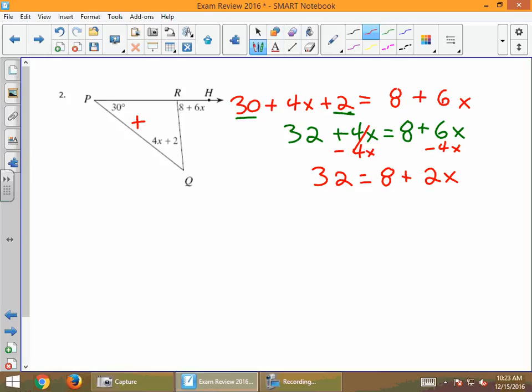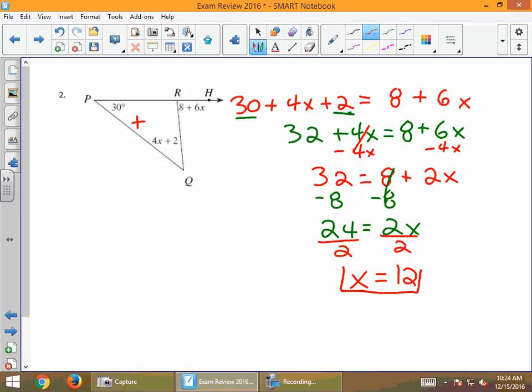There's the bear problem we've all been talking about. So let's go ahead and get that problem. What do you want to do now? Subtractify that 8. You got 32 minus 8, which gives me 24 equals 2x. Last step, divide both sides by 2. X does equal 12. Am I done? Yes.